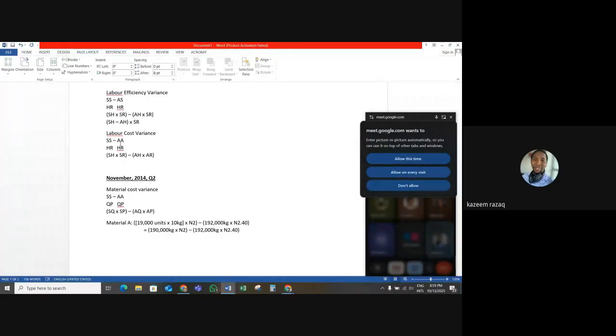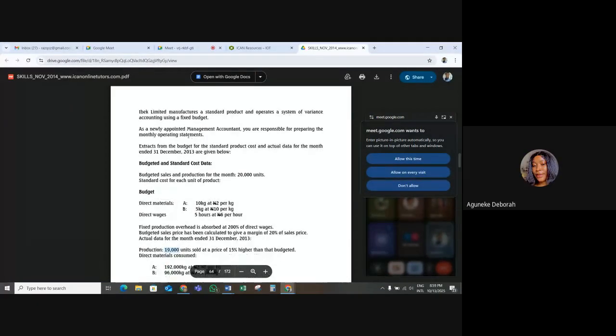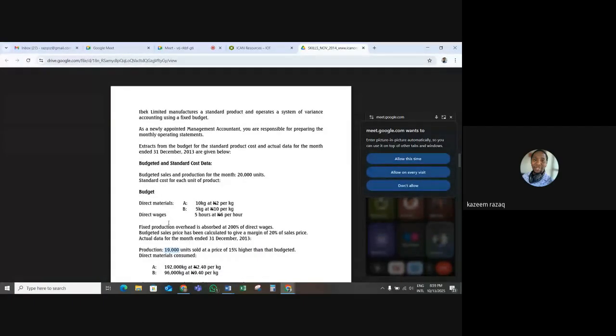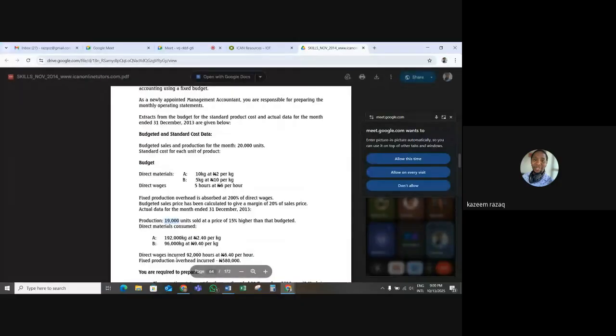Okay, so what do we have there? Yes, in the question, what do we have, please? 5 hours at 6 naira per hour, right? Okay, so 5 hours is the standard hour for 19,000 units. So 5 hours times 19,000 units, multiplied by 6 naira, minus the actual hours: direct wages incurred was 92,000 hours at 6 naira 40 kobo per hour. Yes, sir.